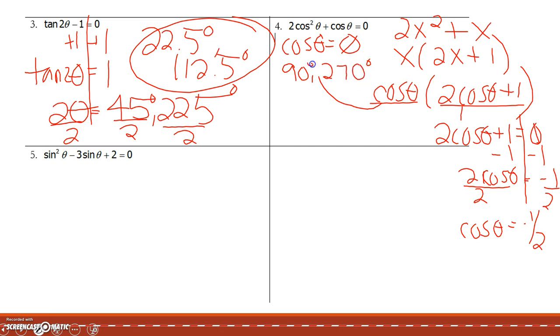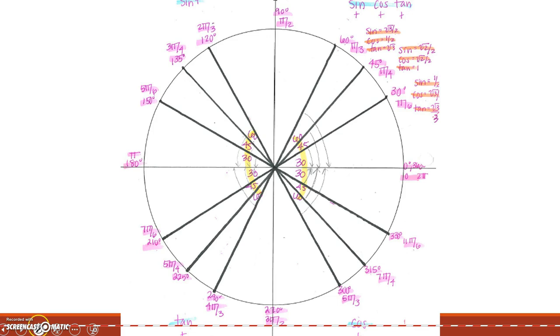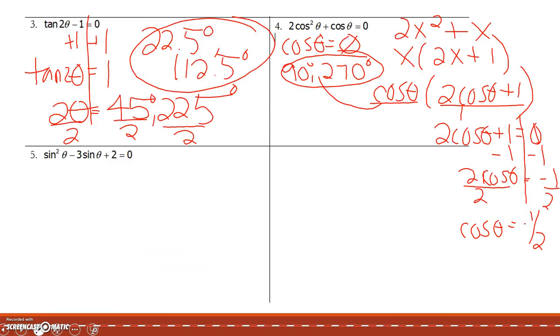Cosine equaling a negative 1/2, I look at my unit circle. So cosine equals a half right here at 60 degrees, but it's negative a half. And so that means I'll be looking in these two quadrants. So the 60-degree reference angles right there are 120 and 240. So 120 and 240 are my two answers for this second one. So this equation has four answers: 90, 270, 120, and 240.